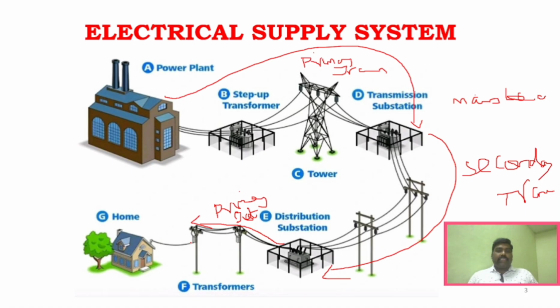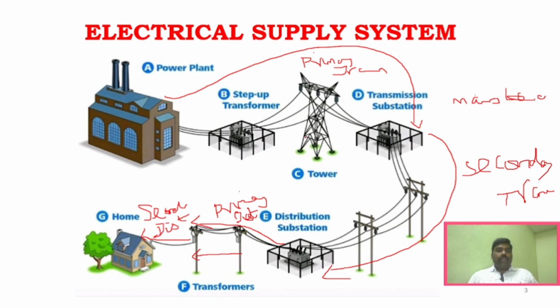And from this main street, it will be sent to the substreets, right? Where from the substreets, you will have a service line to your homes, right? So this part is called secondary distribution.